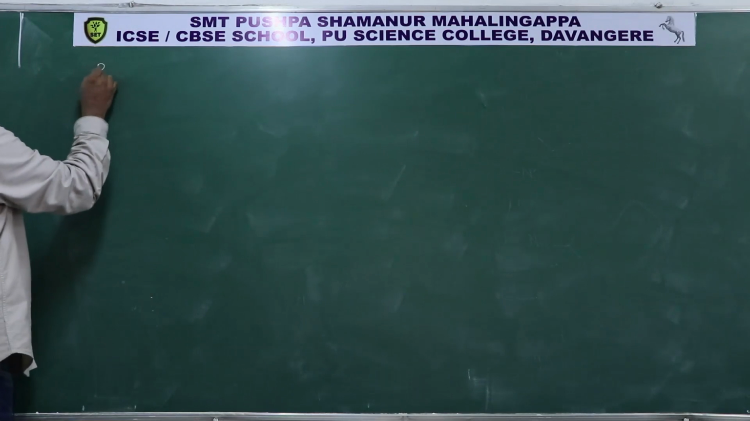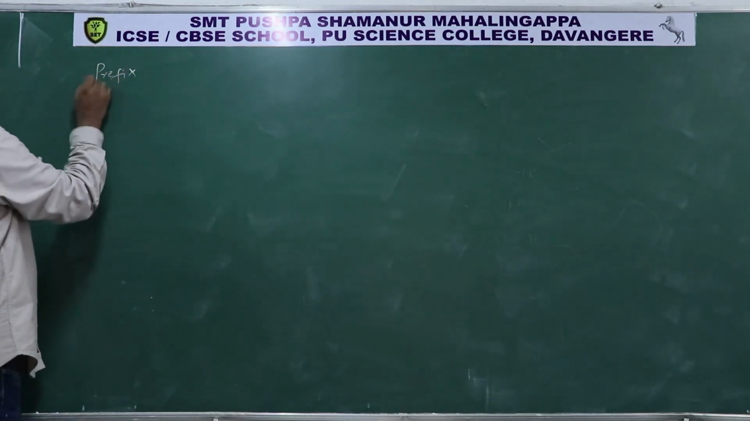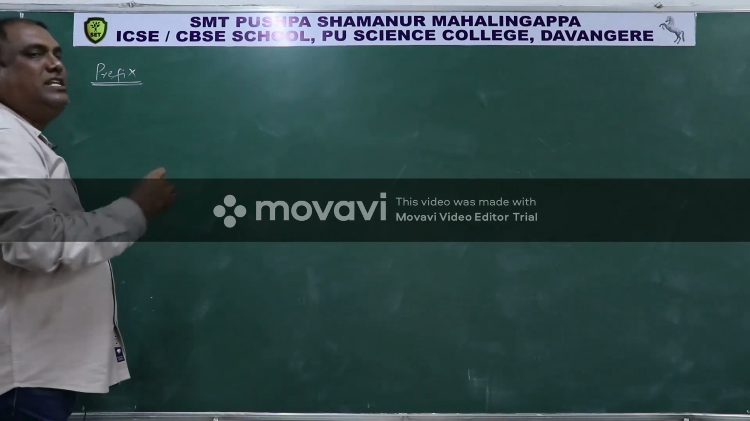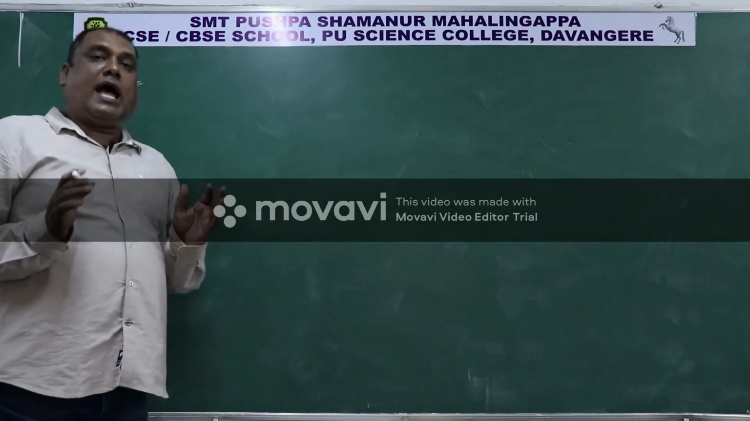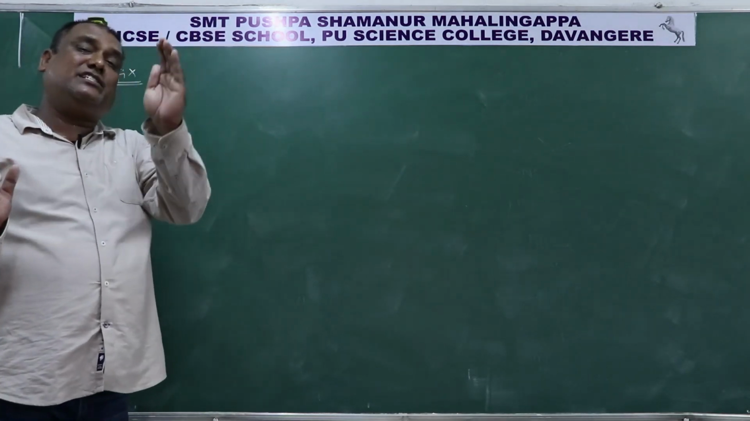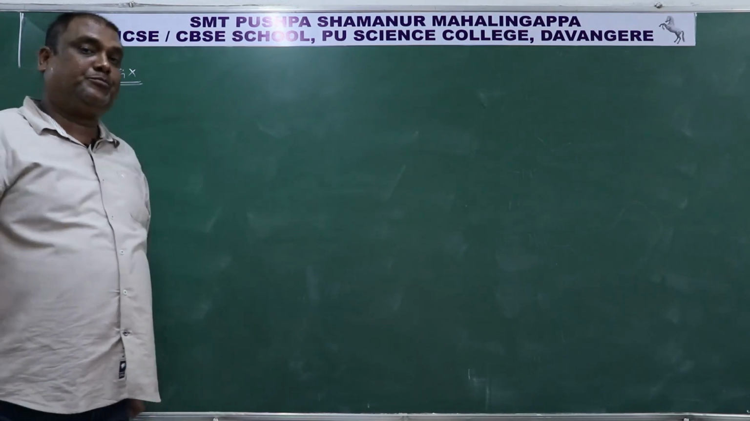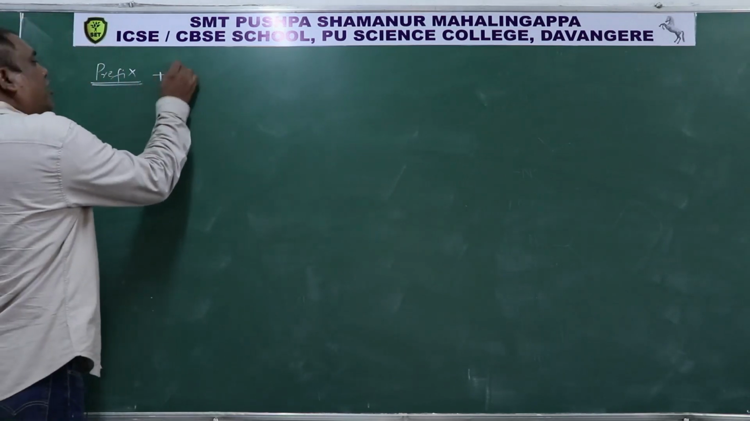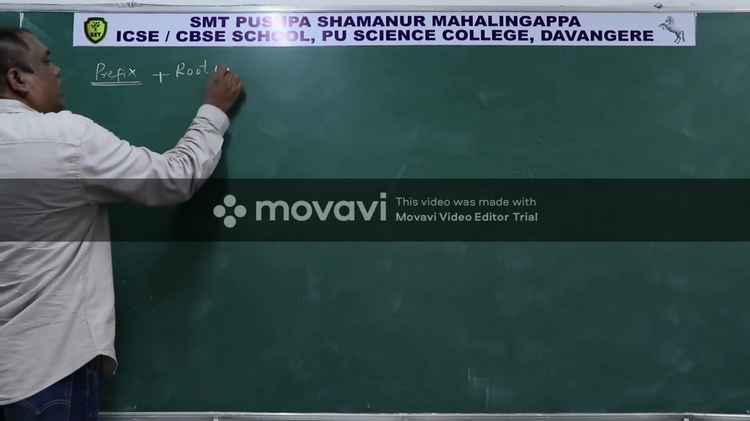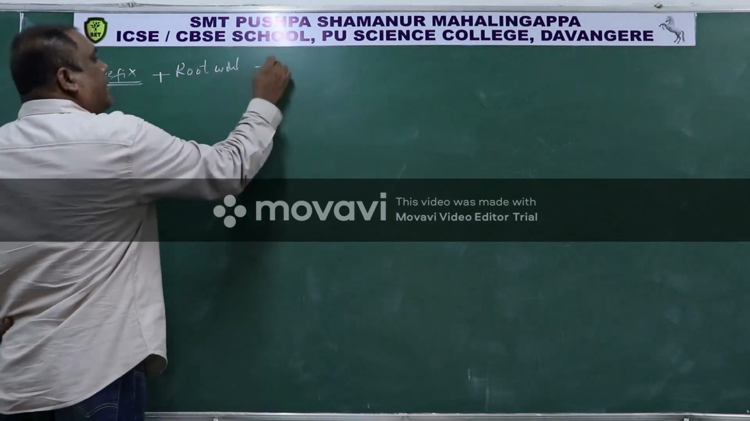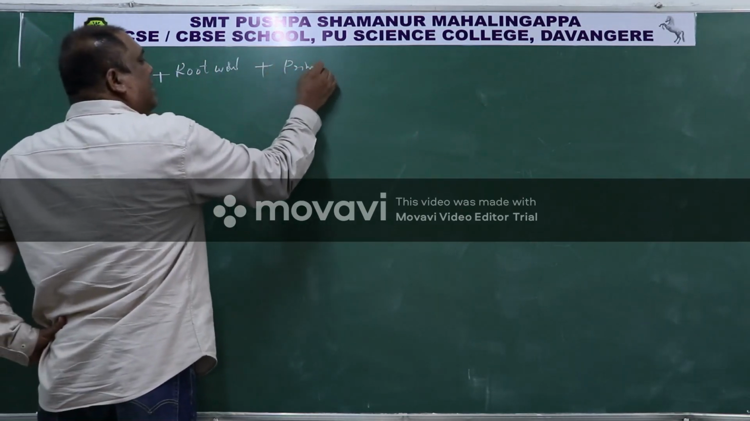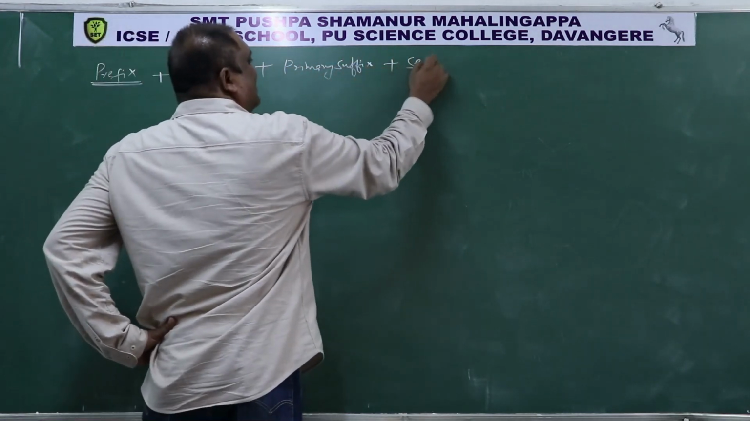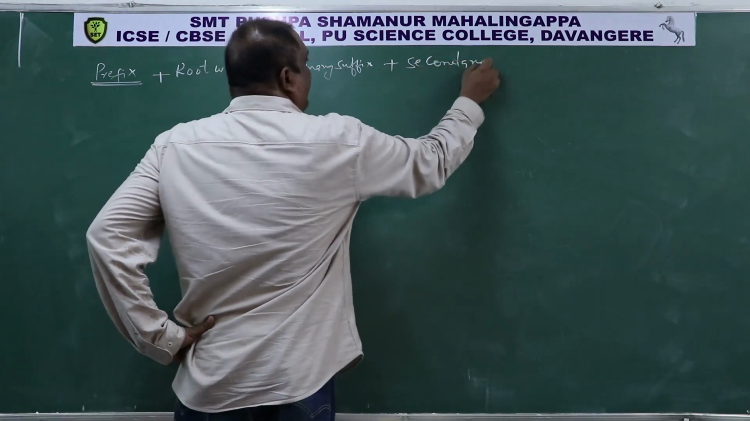IUPAC name of the organic compound, first part is prefix. Prefix indicates the name of the side chain attached to the main chain. Till now, I have given all the possible side chains that can be attached to the main chain. After that, we have to find out what is the root word. Then we have called primary suffix and then secondary suffix.